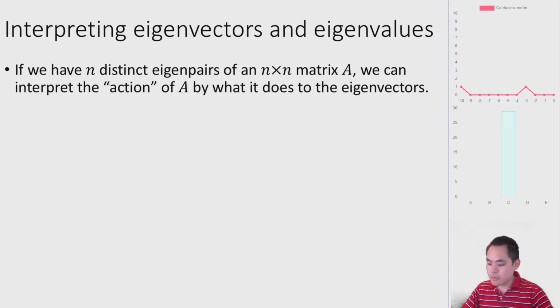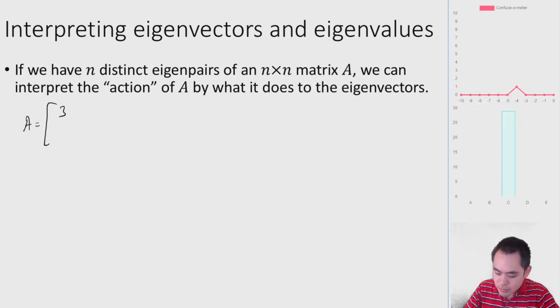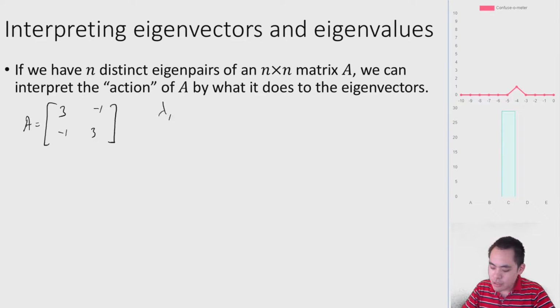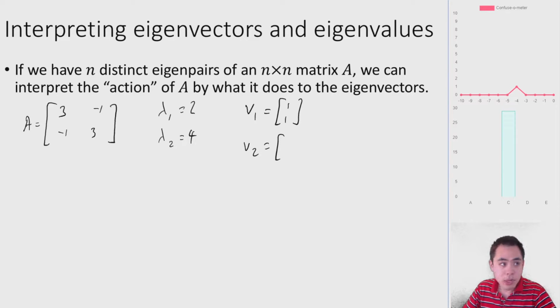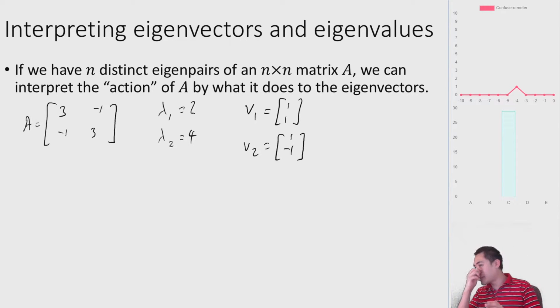So, for example, if we have a 2 by 2 matrix, let's say A is equal to [3, -1; -1, 3]. I'm not going to make you solve them right now, but you all know how to solve for eigenvalues and eigenvectors now. It turns out you have two eigenvalues. Lambda 1 is equal to 2, lambda 2 is equal to 4. And you have v1 is equal to (1, 1), and v2 is equal to (1, -1). And of course, you can scale these eigenvectors by multiplying, and they're still eigenvectors.